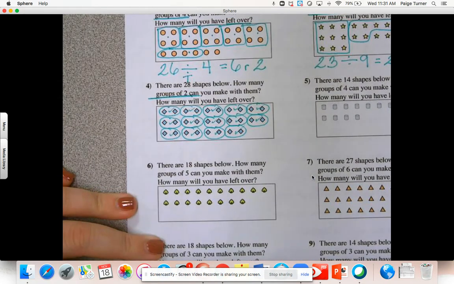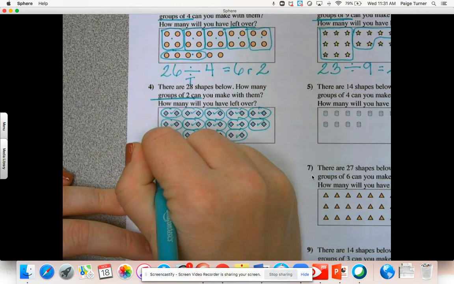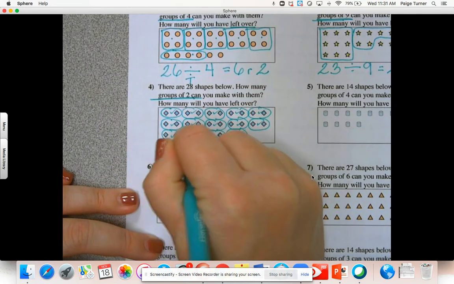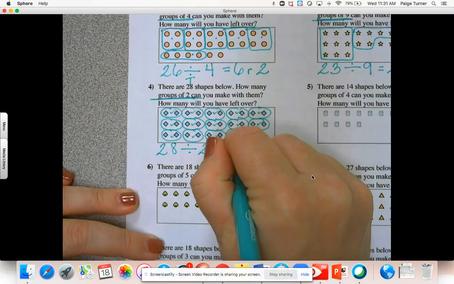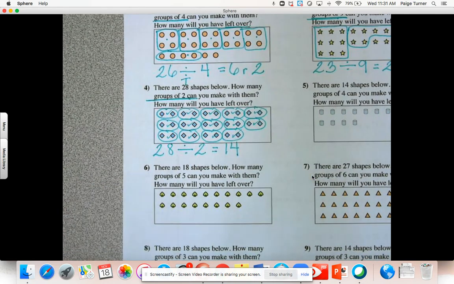This one does not. So when we write our division problem, we had 28 shapes in all. We divided them into groups of 2, and we made 14 groups. No remainder. If there's not a remainder, then you don't need to put the letter R there. We don't need to write 14R0. If you don't write the letter R, then we are to assume that there was not a remainder. And here, there is not a remainder. 28 divided by 2 is 14.